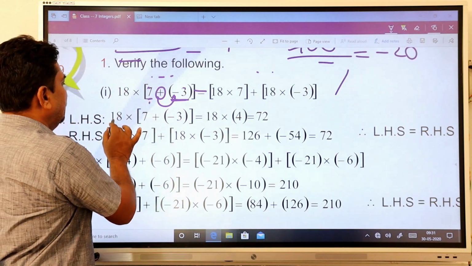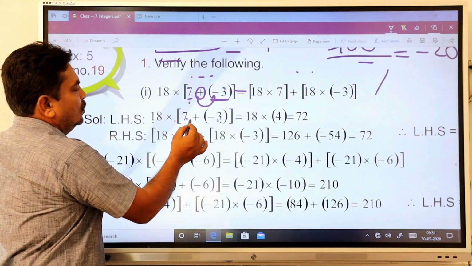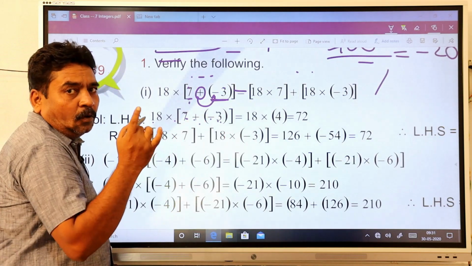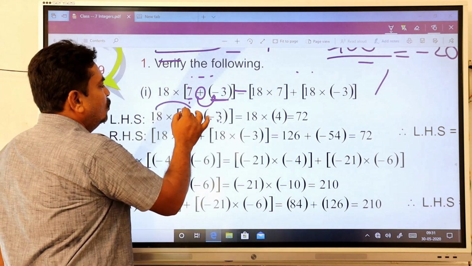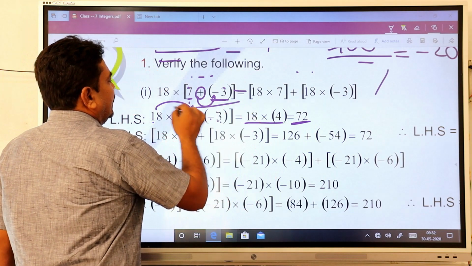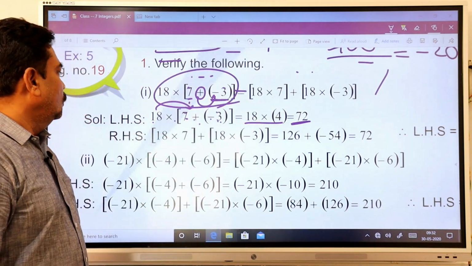See here, 18 into this one. 18 into 7 plus into minus is minus. 7 minus 3 is 4. So 18 into 4 is nothing but 72.